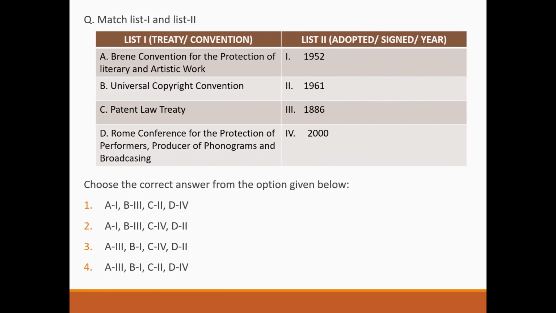Next question. Match the following. List 1 is treaty, convention, and list 2 is adopted, signed, or year. Berne Convention for Protection of Literary and Artistic Work, 1886. Universal Copyright Convention, 1952. Patent Law Treaty, 2000. Rome Conference for the Protection of Performers, Producer of Phonograms and Broadcasting, 1961. So answer will be option number 3.